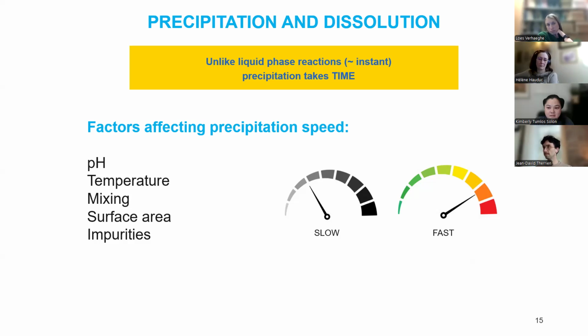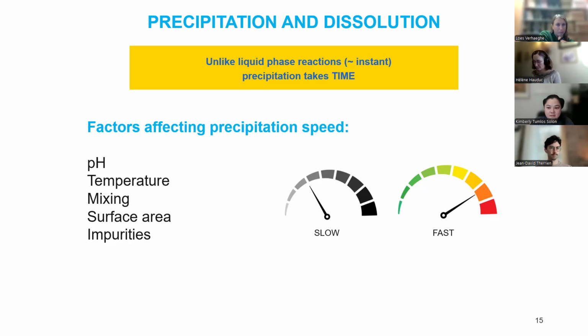Mixing can also go both ways. If I stir more intensely, you can improve the rate at which your ions come in contact with each other, so you can promote precipitation. But when you have sensitive crystallites that have just formed, they can also dissociate again.